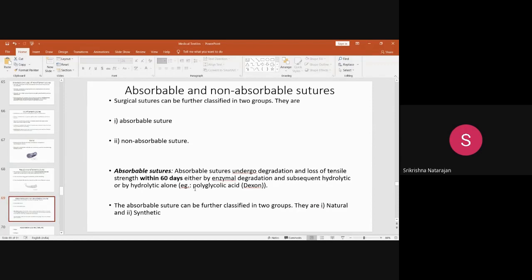This is a type of absorbable suture. There are many sutures here, only one example is written, but there are many other absorbable sutures. And these absorbable sutures are also classified into 2 groups, which are called natural and synthetic, which we have already seen in the table, the flow chart.